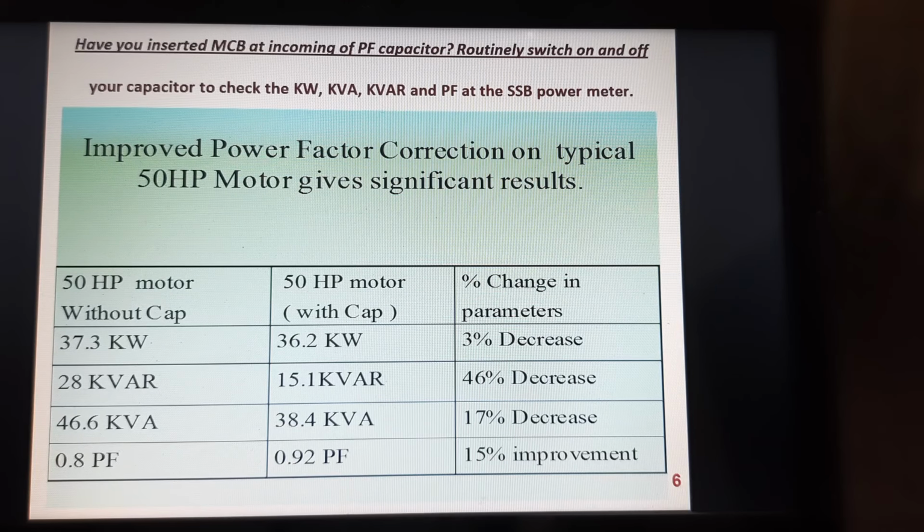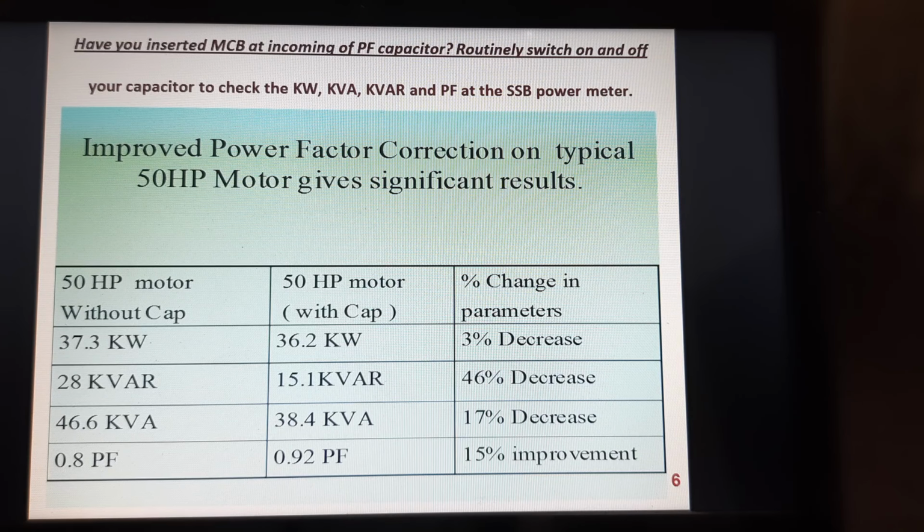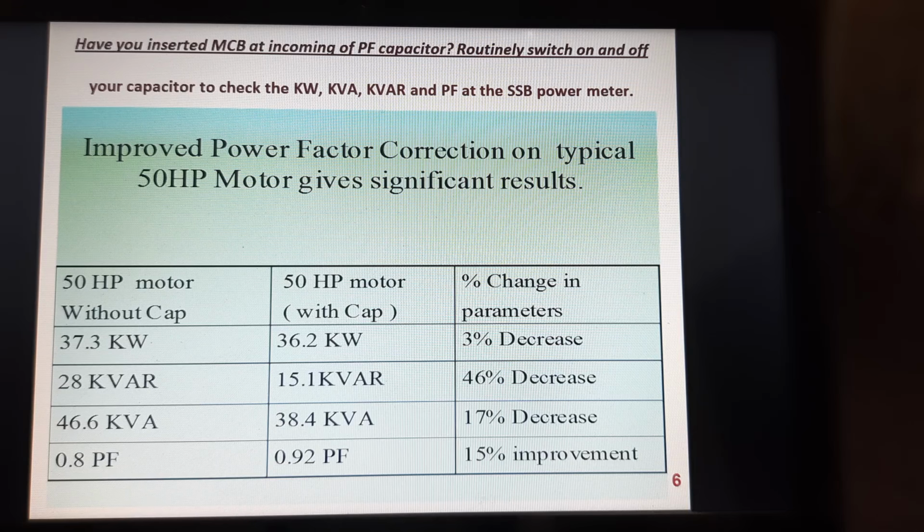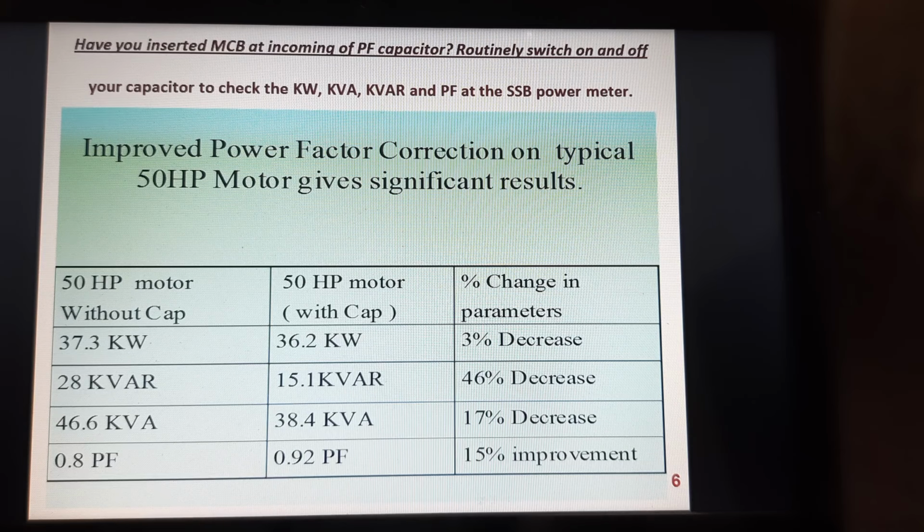Have you inserted an MCB at the incoming of your PF compensating capacitor at the load and at the motor control panel? You can routinely switch the capacitor on and off to check the kilowatt, kVA, kVAR and power factor at the SSB power meter. Say it is a 50 HP motor, you can see the improved power factor correction. Around 15 kVAR power factor capacitor has been installed on the motor control panel, and you can see the kilowatt also reduced, kVAR demand reduced by almost 46%, and the kVA reduction is around 17%, and the power factor improved from 0.8 to 0.92, around 15% improvement.